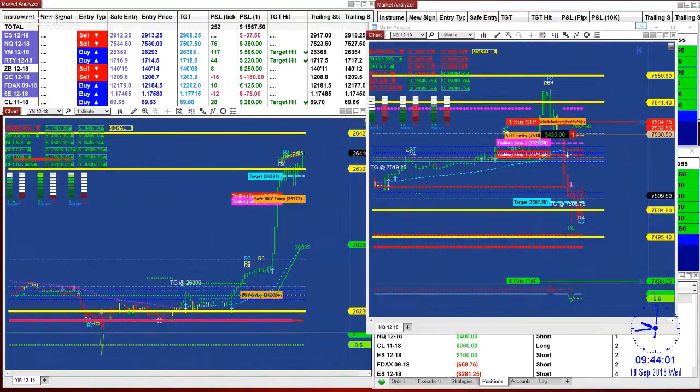And so right now we have a new entry signal. It's a 2913.25 entry price, and 2908 is your target.